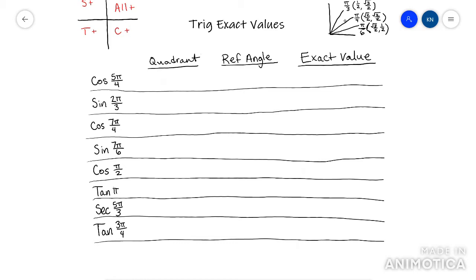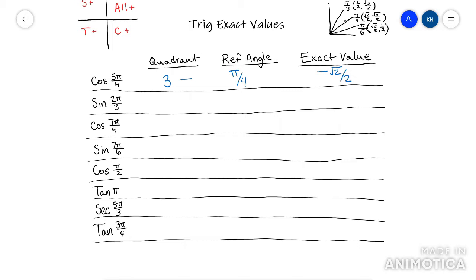Cosine 5 pi over 4. Firstly, 5 pi over 4 is in quadrant 3. Cosine is negative in quadrant 3. So if I know that my answer has to be negative, I'm going to go ahead and put a negative where my answer goes, that way I don't forget. The reference angle is pi over 4. So all I have to do is go to pi over 4, find the cosine of it, root 2 over 2, and write that down. And then I just make sure my answer is negative. Let me show you another.